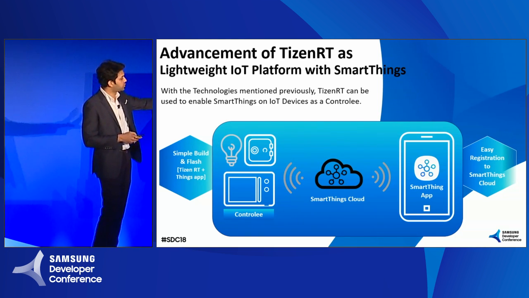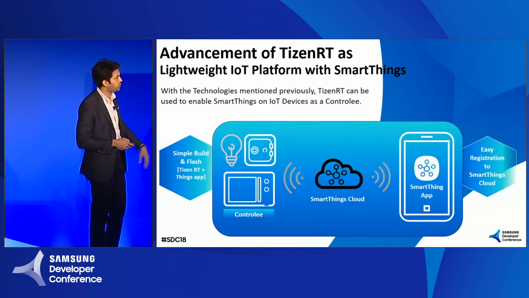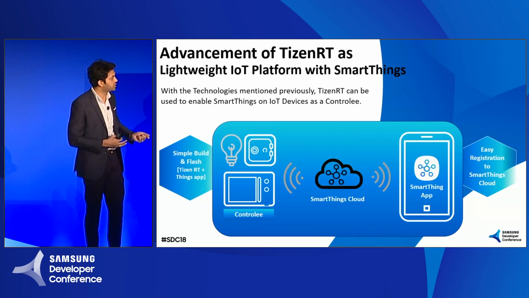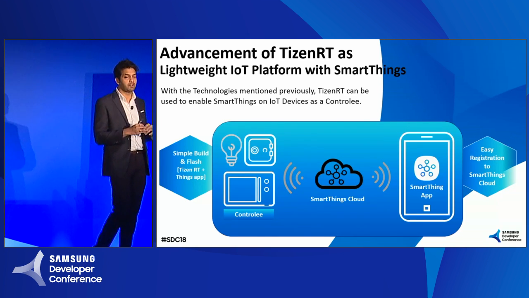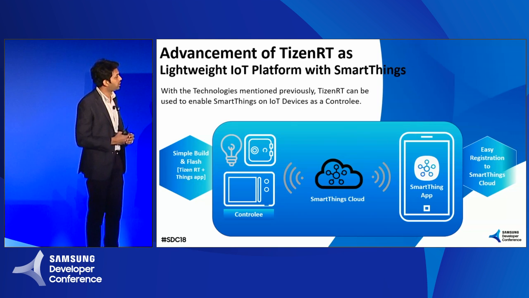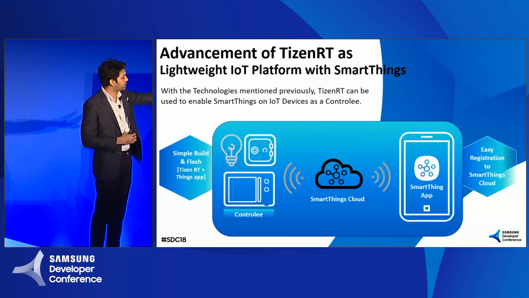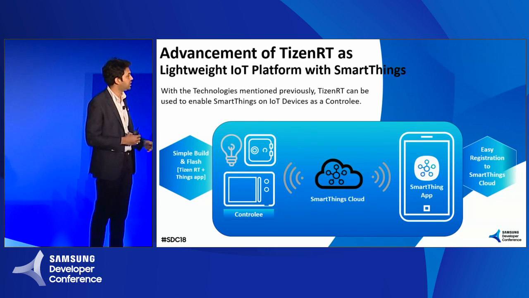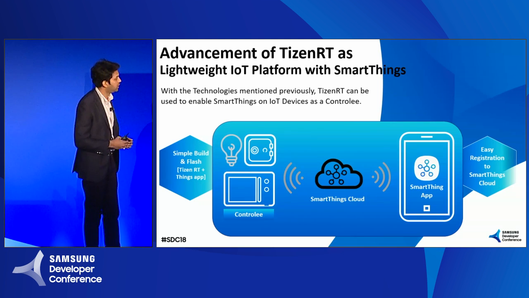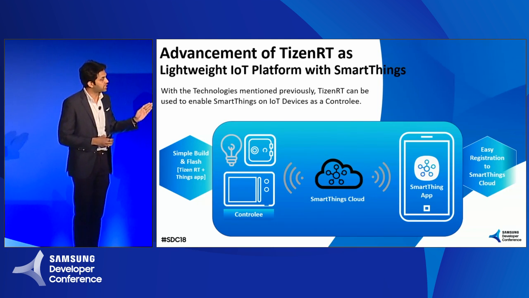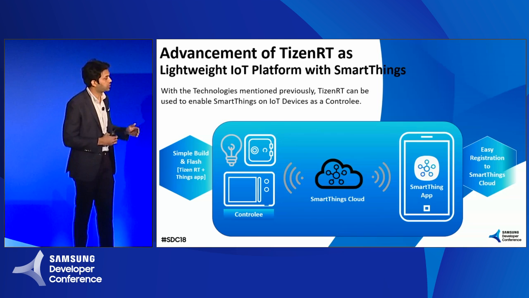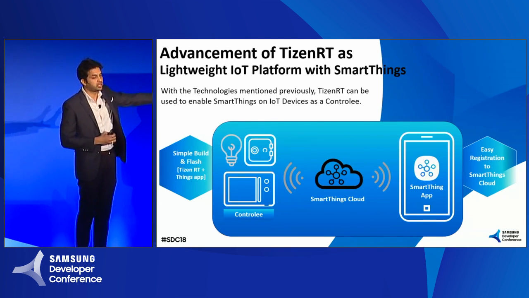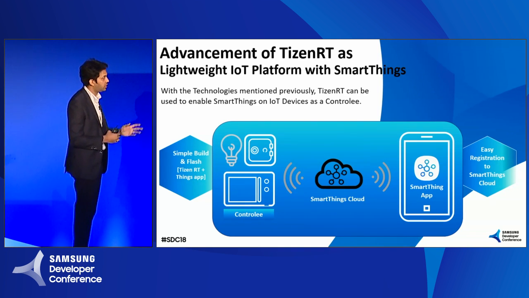So basically, we have these controllee devices, for example, a light. If you want to take a bulb or any light and make it a smart light, then it's very easy. Using the IDE, you can develop your own application, and you can have your chipset connected to this LED bulb, and we can use the IDE to simply build and flash TizenRT plus your Things application. And using the SmartThings app on your mobile, which helps in easy registration to the SmartThings cloud, you can actually control these Things products.